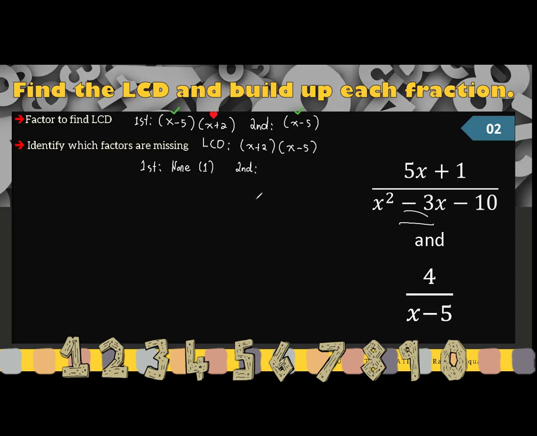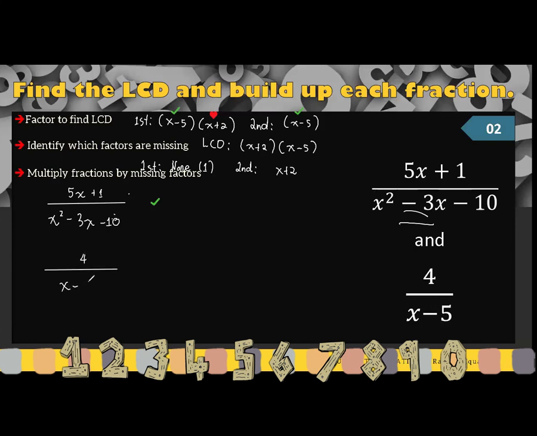Now for the second polynomial, we have the missing factor here, which is x plus 2. Third step is to multiply the given fractions by the missing factors. For the first polynomial, we have 5x plus 1 over x squared minus 3x minus 10. There's no missing factor here. And for the second polynomial, we have 4x minus 5 times the missing factor, which is x plus 2.